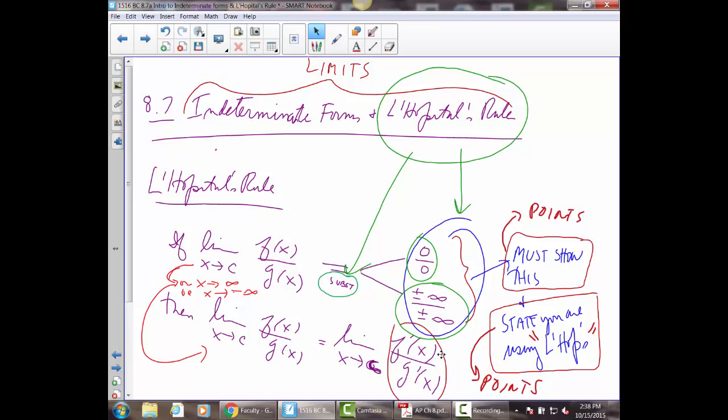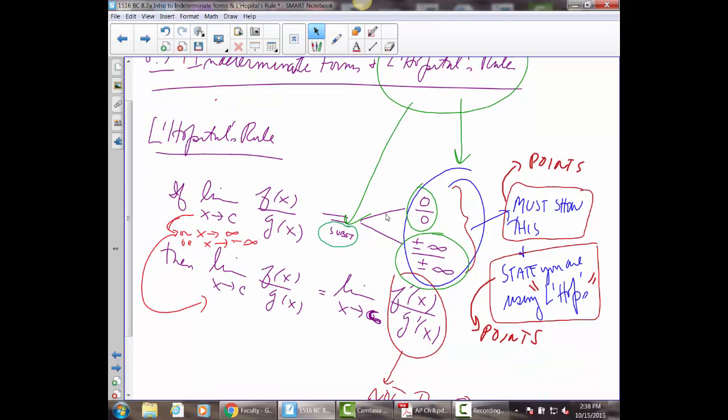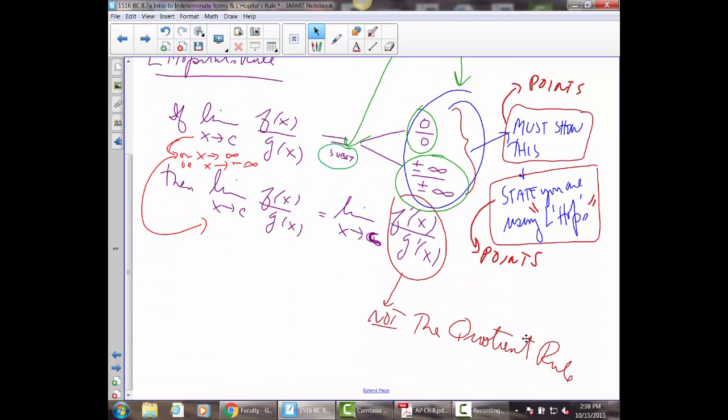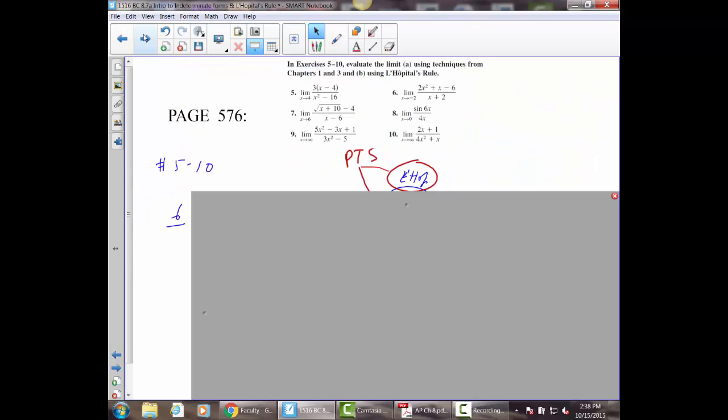You cannot use L'Hopital's rule until you have shown the corrector that substitution yielded either 0 over 0 or an infinity over an infinity. So you must show the steps, and you also have to let me know you're using L'Hopital's, and you can certainly write LOPs, okay? But be careful, this is not the quotient rule.